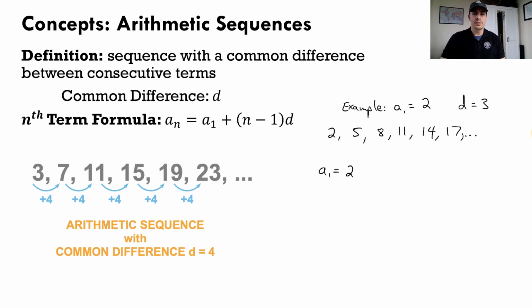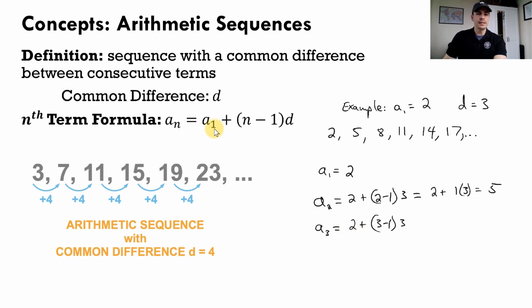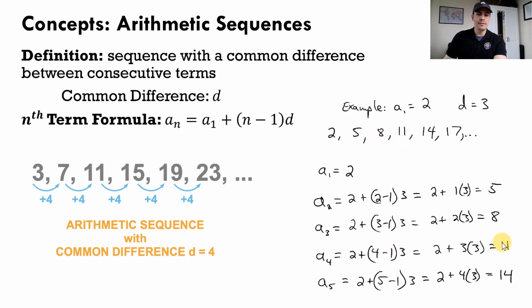Now a sub 1 is just 2, but a sub 2, if we use this formula here, would be a sub 1, which is 2, plus n, in this case 2, minus 1 times our common difference of 3, and we would get that that is equal to 5, which is what we have here on our list, so that's good. Now, if I look at a sub 3, that again is going to be a sub 1, which is 2, plus n, which is 3, minus 1 times our common difference of 3. That's going to be 8, which checks out. And same thing with 4, that's going to be 11. And with 5, that's 14. So this formula checks out.